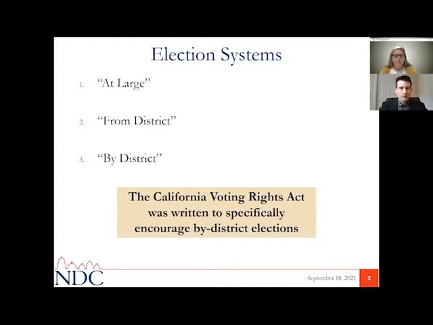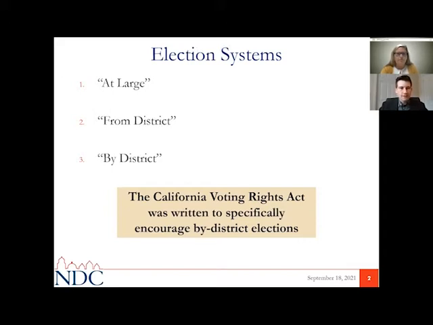So just to briefly explain why we're doing this, we have 3 election systems that a city like Arroyo Grande can implement. There's the at-large system, which has been the system that the city has used up until now, which is where voters across the city vote for their city council members, and they can vote for all of the city council members, and it doesn't matter where the city council members live. That's known as the at-large method.